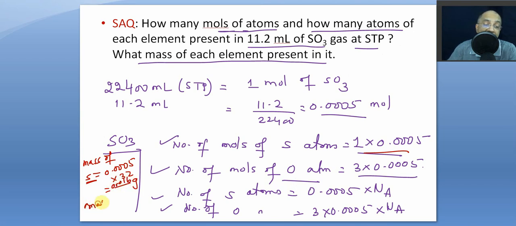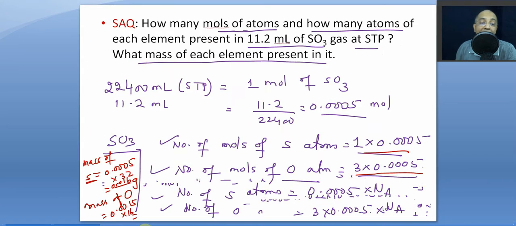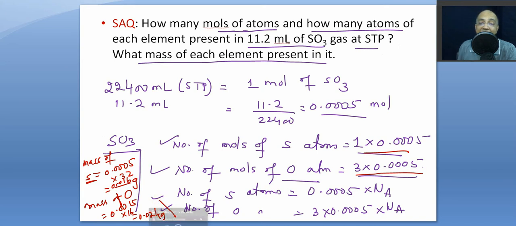Similarly, mass of oxygen is equal to, the number of moles of oxygen is this much, 3 times, if you multiply, it will be 0.0015 into the gram atomic mass of oxygen, which is 16. So the mass will be coming as 0.024 gram. So if you start solving these things on your own, then it will be very easy for you, and you will be feeling very, very confident.